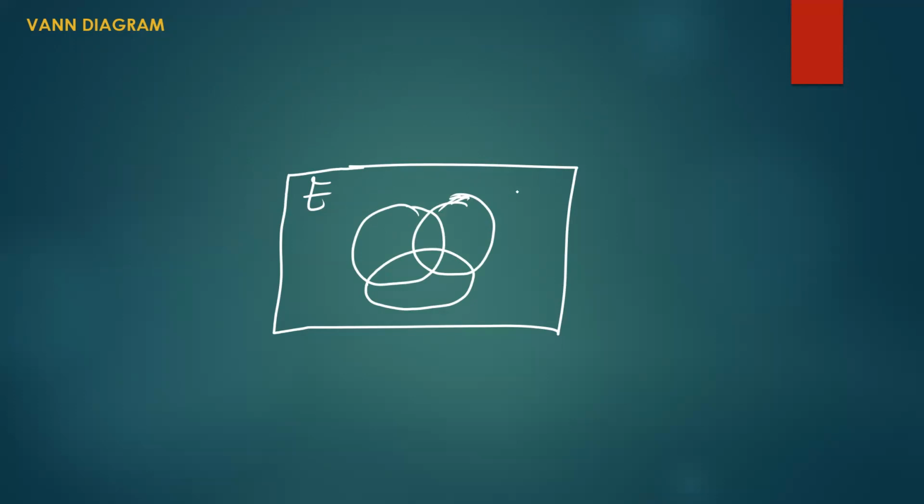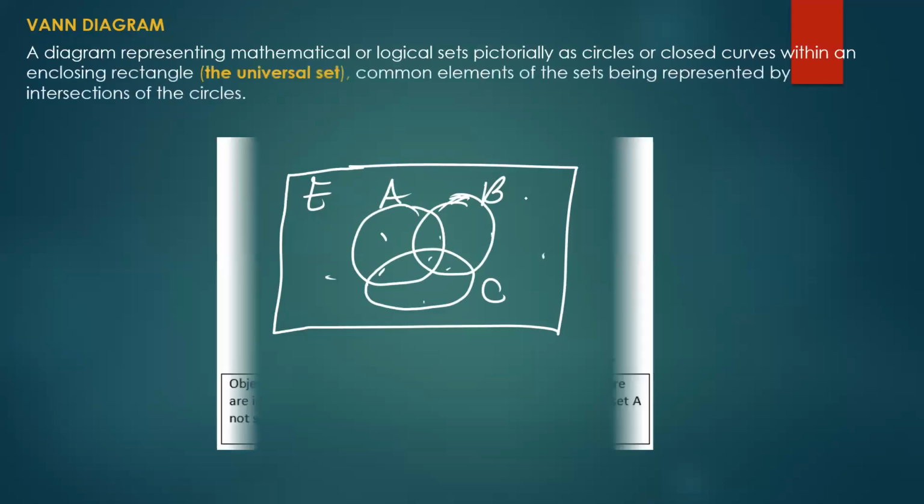So these are the sets. This is how you draw the Venn diagram. And then here you have elements. So that is the Venn diagram.